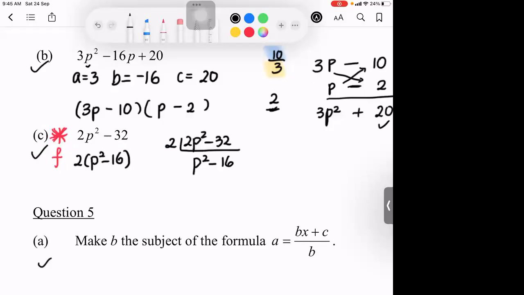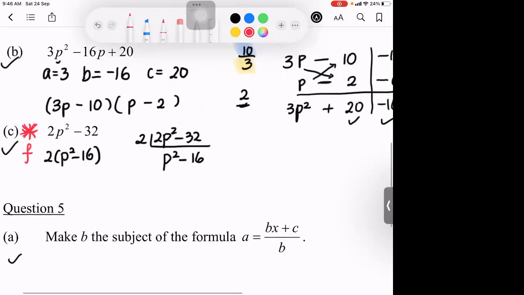Okay, so it's like this. But this is not the final answer. What we need to do, we need to use this special product. What is a special product again? A squared minus B squared is equal to A plus B, A minus B.